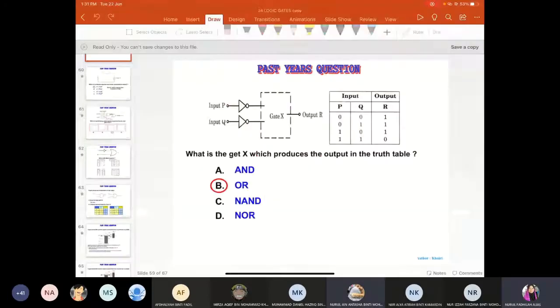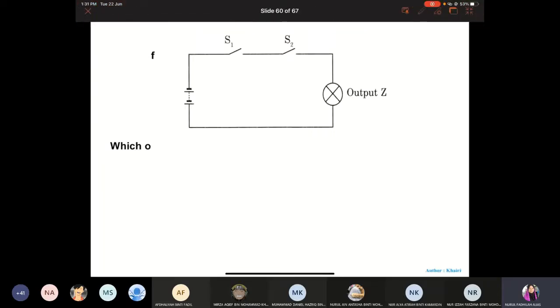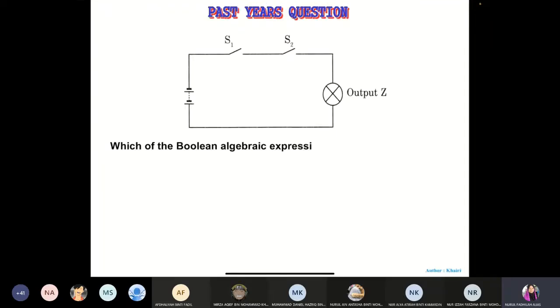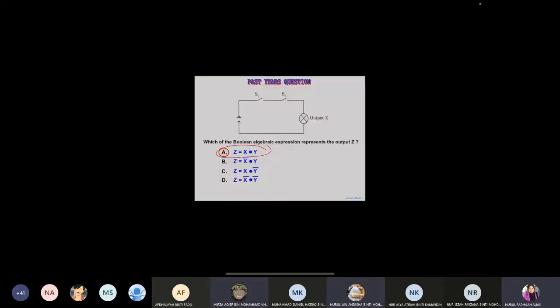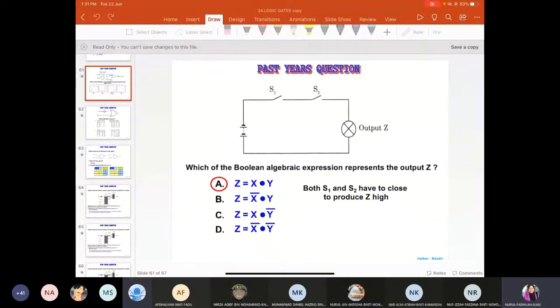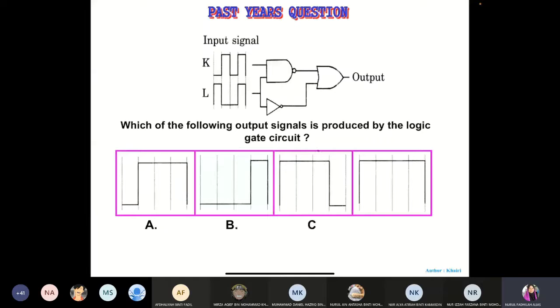Okay, so I think that's enough. This is another example question. Okay, you've seen the answer earlier. So what form does the question take? Which of the Boolean algebra expression represent the output Z? So the answer is, what is the answer? Right? Okay, I told you earlier. Okay, this also becomes a question.